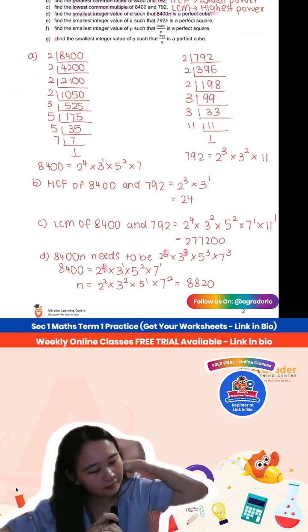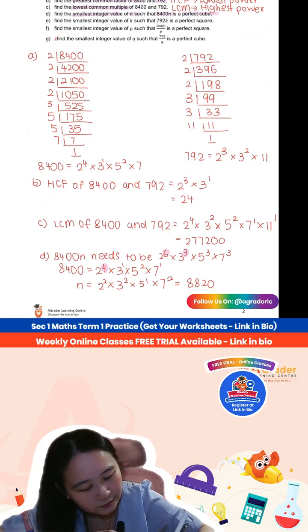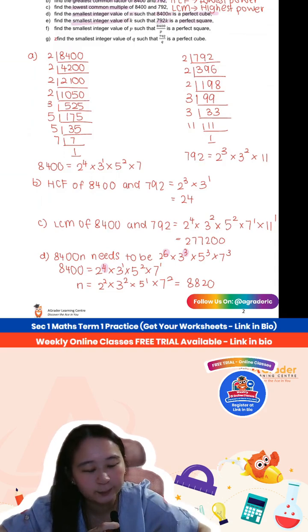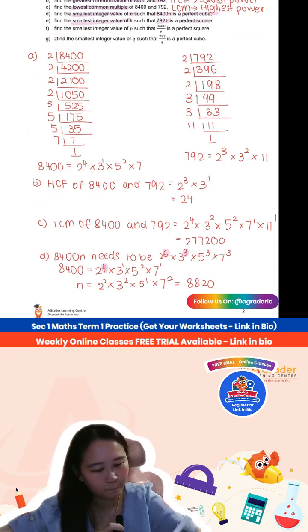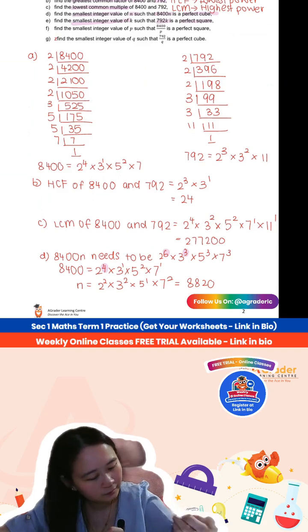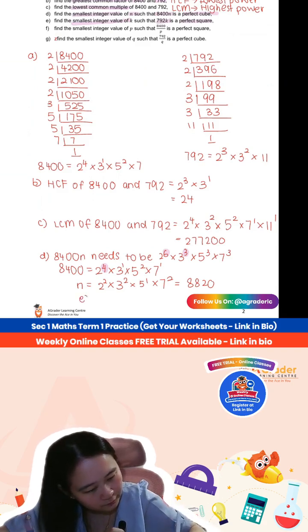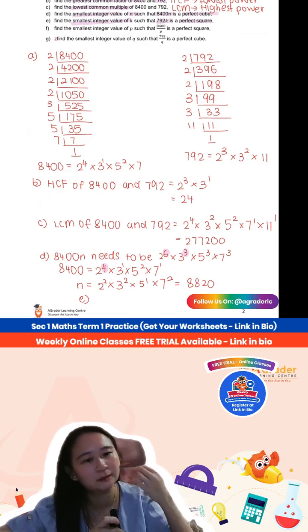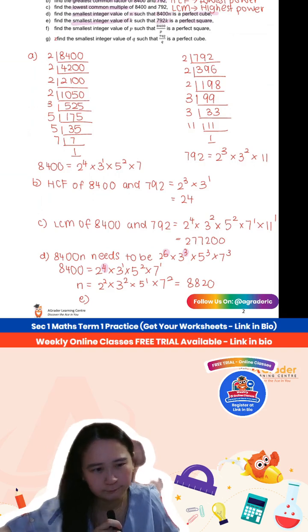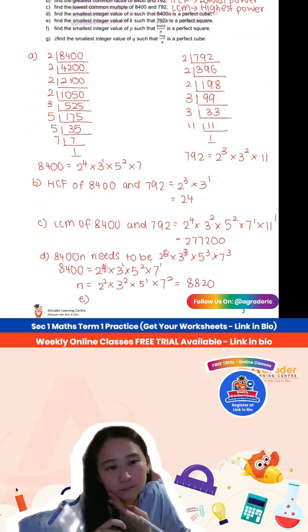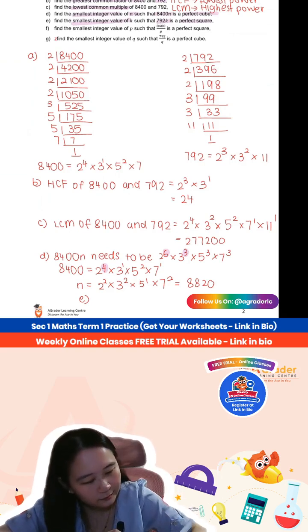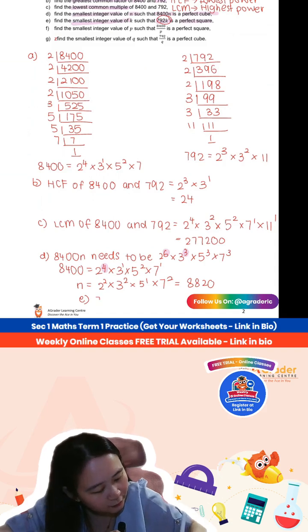Part E, smallest integer value of k such that 792k is a perfect square. So perfect square means I want even powers, okay? No, part E is not correct. Take note that this is 792k.